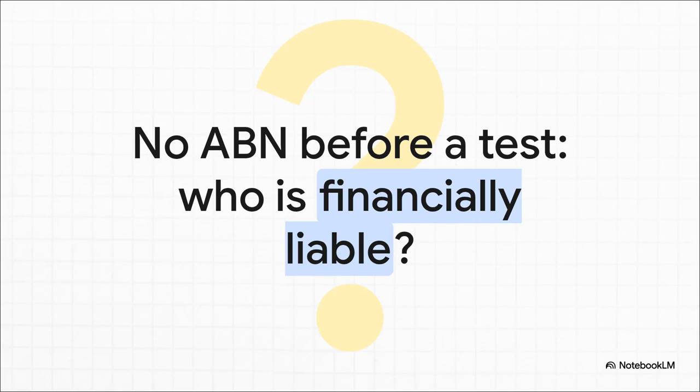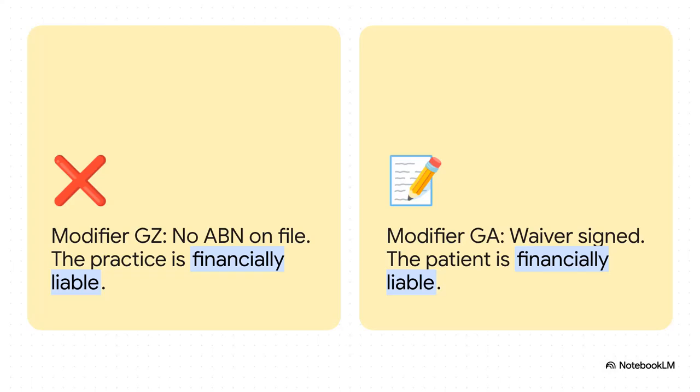Imagine a Medicare patient getting a screening test that routine benefits just don't cover. The catch? The practice completely forgot to issue an advance beneficiary notice, or ABN, before the service. Without that signed piece of paper, who actually foots the bill? You do not want to mix these up on test day. Modifier GZ means the practice messed up. There's no ABN on file, Medicare denies the claim, and the practice literally eats the cost. You absolutely cannot bill the patient.